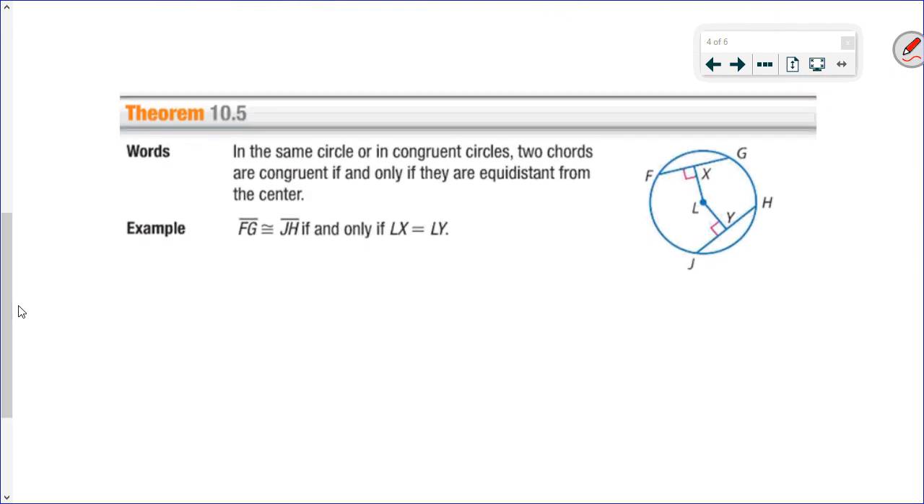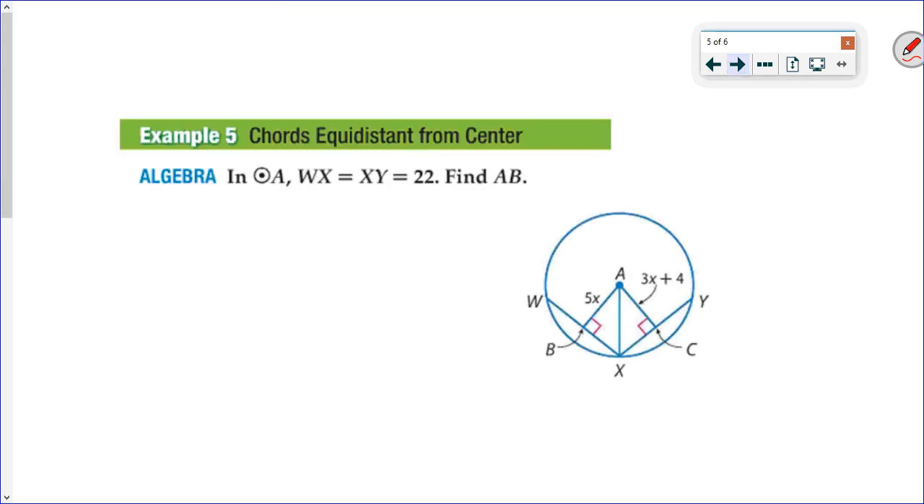So theorem 10.5. In the same circle or in congruent circles, 2 chords are congruent if and only if they are equidistant from the center. So if LX and LY are congruent, then the chord FG would be congruent to JH. That's if and only if they're equidistant from the center. So we'll use theorem 10.5 in this next example.